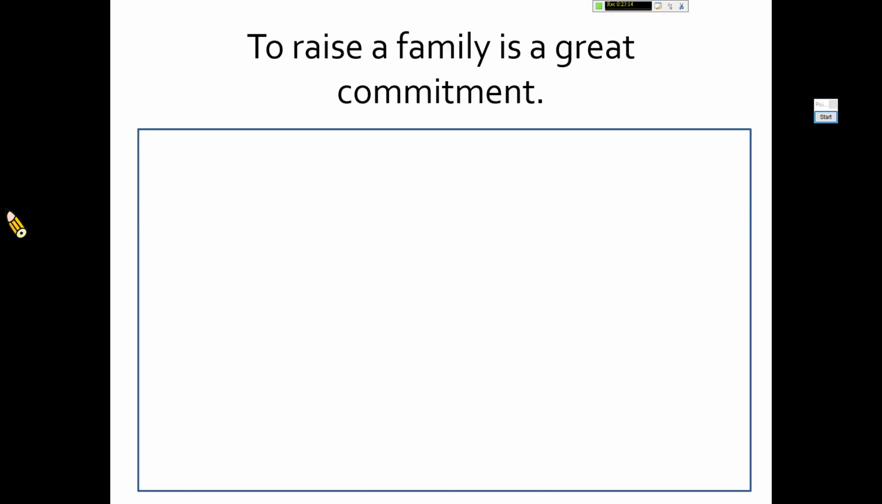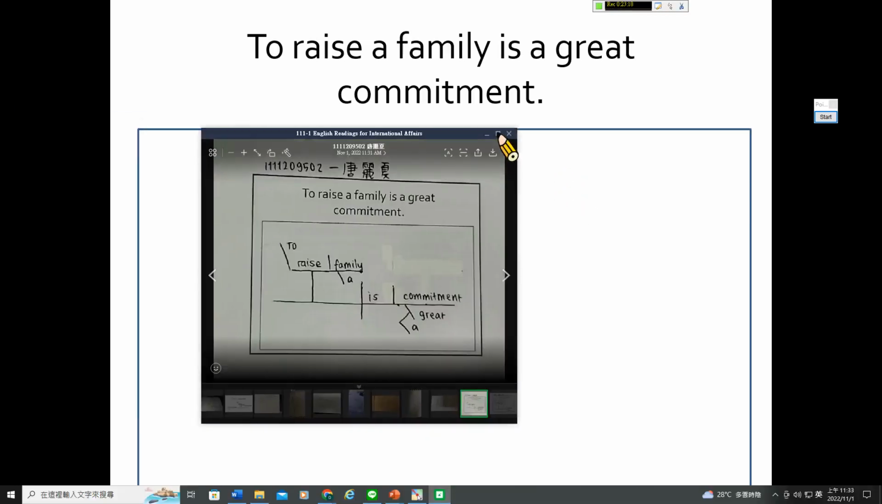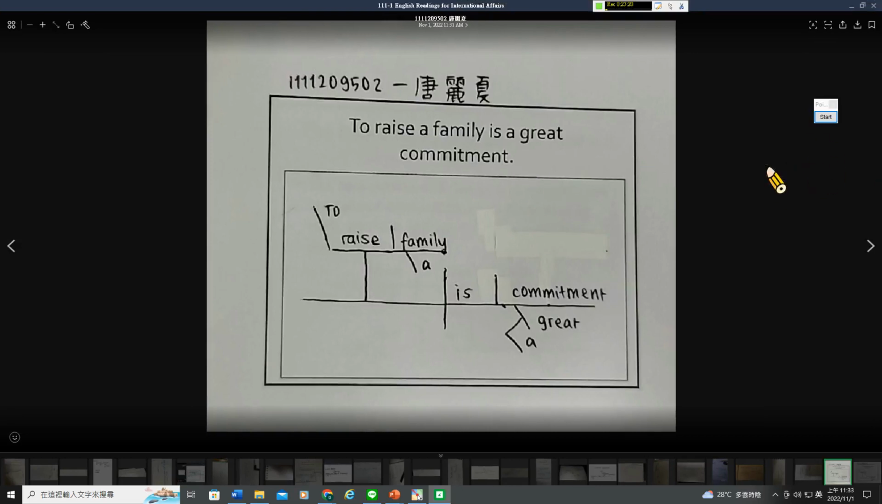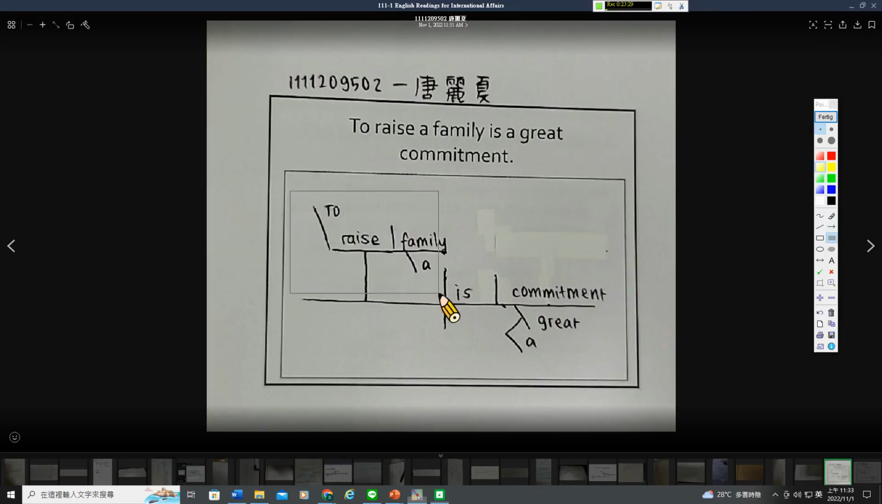Okay, so I want to share one of the students', Li Xia's, work. Let's talk about this one. To raise a family is a great commitment, right? For this one, this part is correct because this stands on the subject side. This pedestal, right, to raise a family is good. Raise family, a diagonal line.